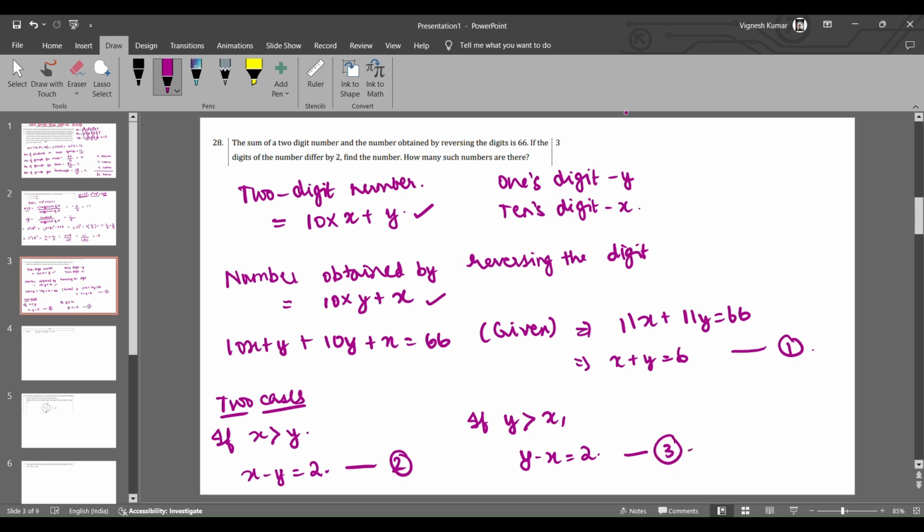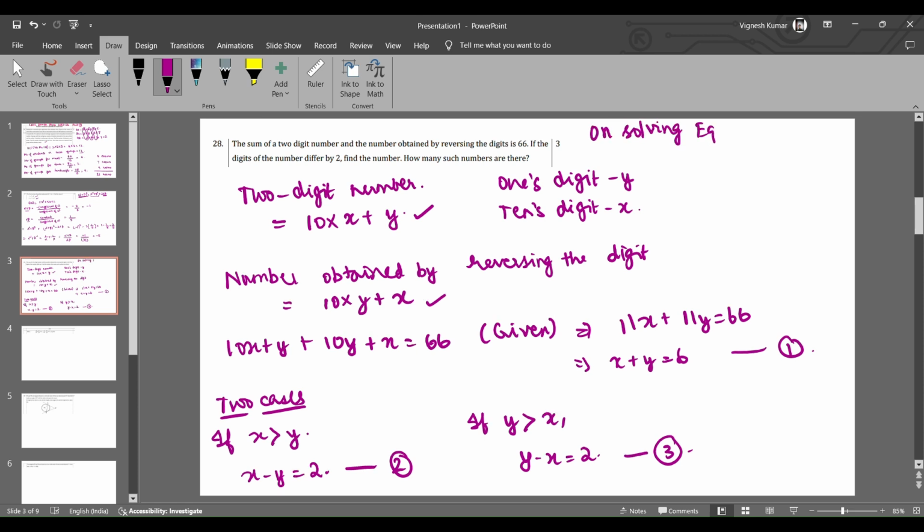If we solve 1 and 2, we get a number. On solving equations 1 and 2, we get 2x is equal to 8. That means x is equal to 4 and y is equal to 2. And if you substitute in the two-digit number, 10 into 4 plus 2, which means 42.